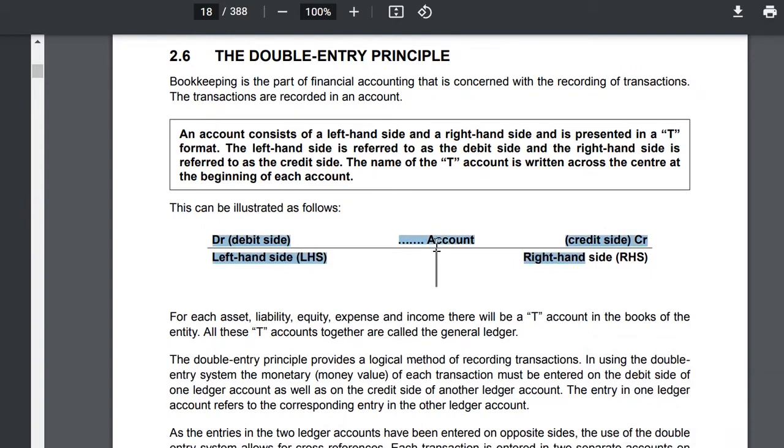So basically there'll be an account here, written sales, and it will be 5,000 on the credit side. And then there will be another general ledger account. This will be the account bank, and the left-hand side will be debited with 5,000 Rand.